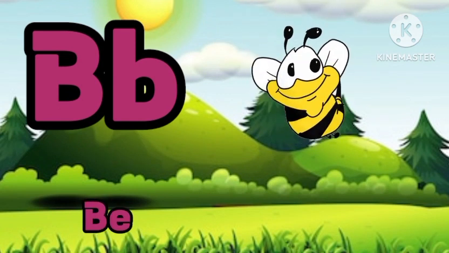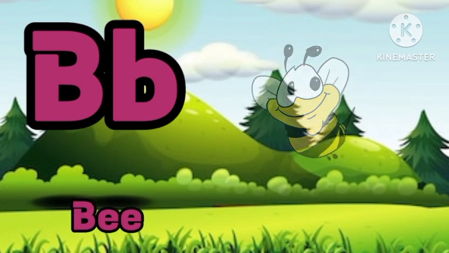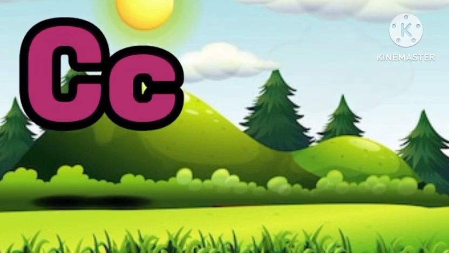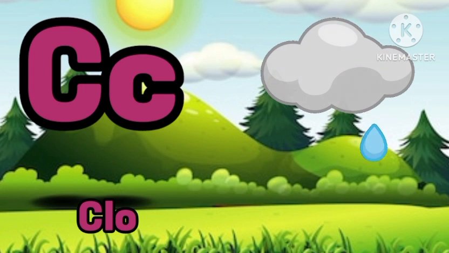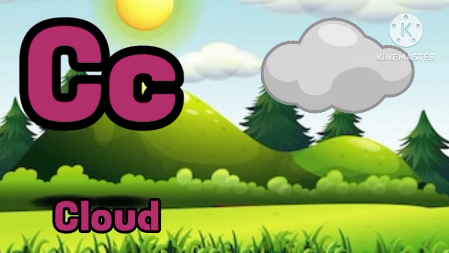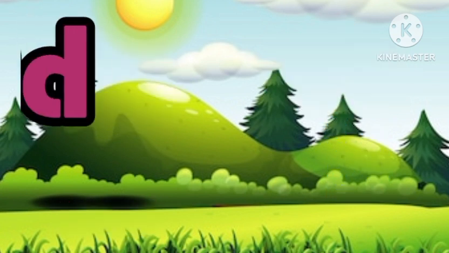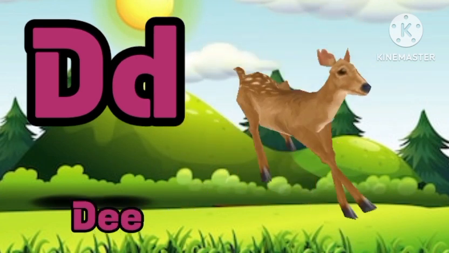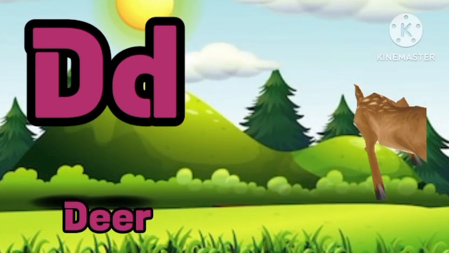B is for bee. C. C is for cloud. D. D is for deer.